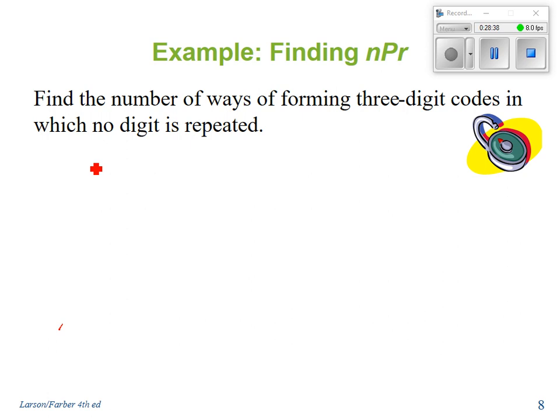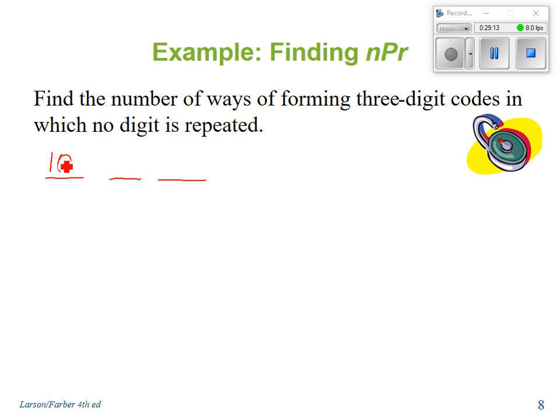Find the number of ways of forming 3-digit codes in which no digit is repeated. So we've got a 3-digit code. How many choices are there for that first digit? Are our numbers 1 through 9, or is it 0 through 9? 0 through 9 probably, right? On a Master lock, a padlock like this, it would be 0 through 9. So how many choices for the first one?